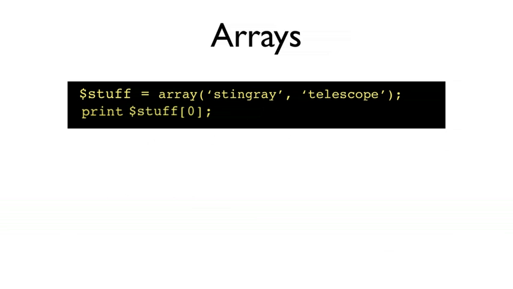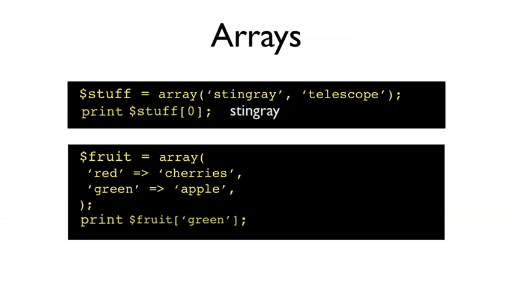When working with arrays, we'll frequently want to reference certain items that are part of the array. So in our stingray and telescope array example, if we wanted to print out the first item, we could reference that by using $stuff and then square brackets around the index, such as 0. Printing that value would give us the string stingray.